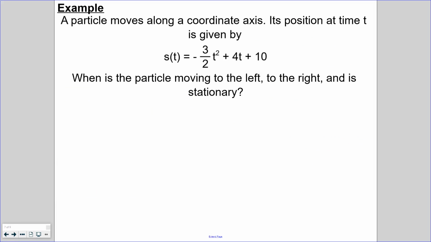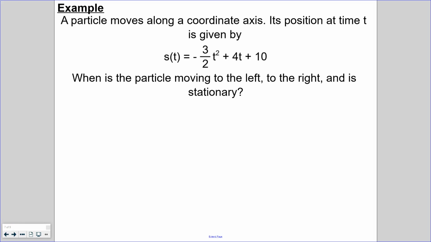All right, so let's take a look at our first example. In our first example, a particle moves along a coordinate axis. Its position at time t is given by s of t equals negative 3/2 t squared plus 4t plus 10. And we're being asked, when is the particle moving to the left, when is it moving to the right, and when is it stationary? All right, so let's dive in.